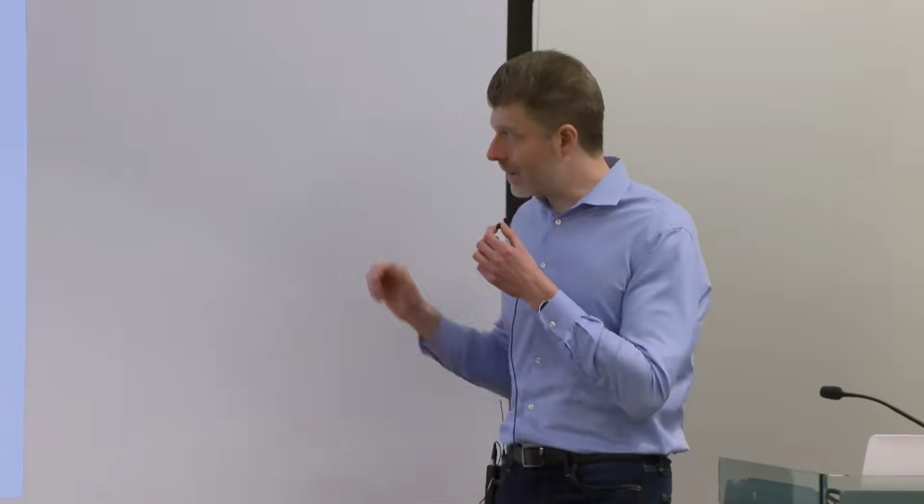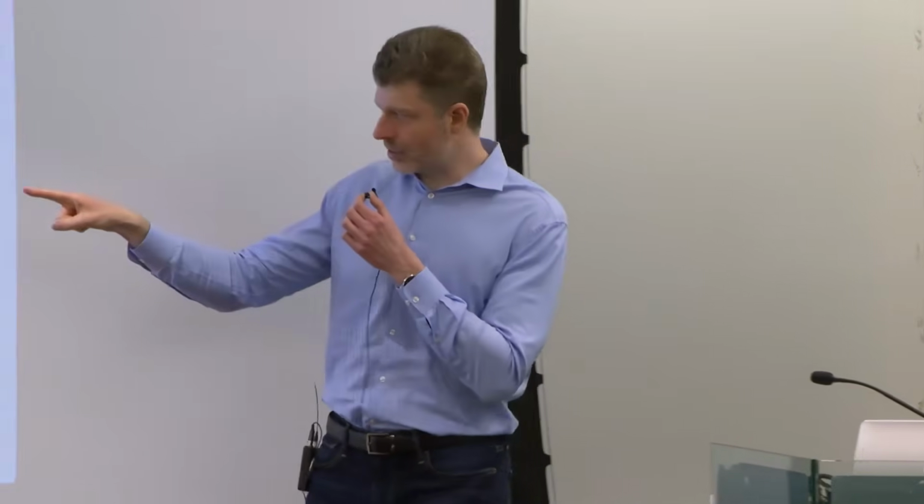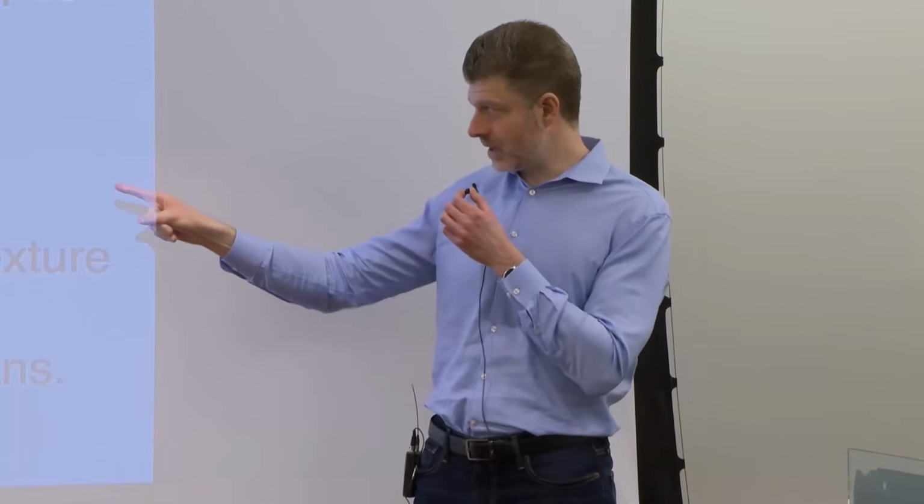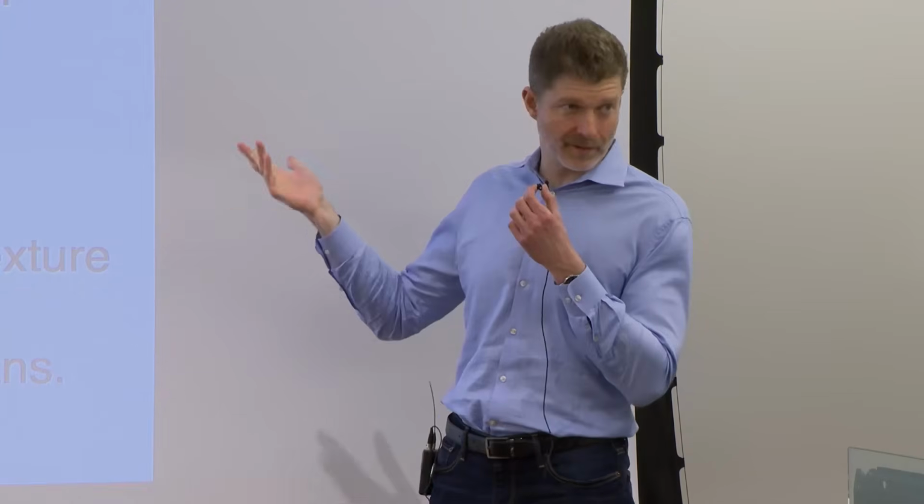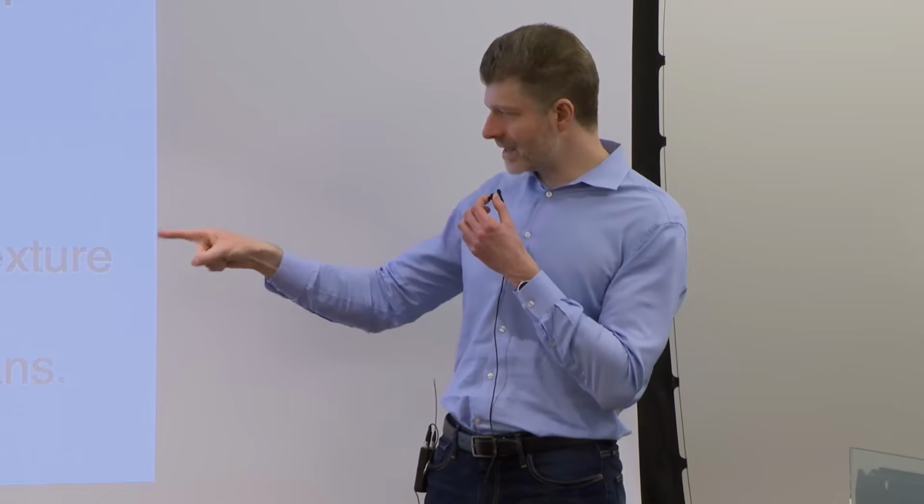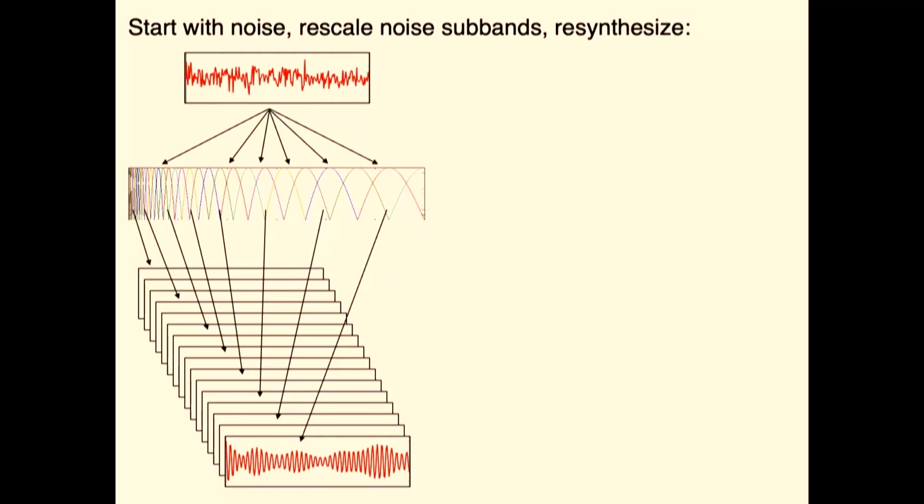Okay, all right. So the procedure here, in order to test this theory, is first, we're going to measure this quantity, this proposed representation, so in this case, the average value of each envelope in a real-world texture, like a recording of water. We're then going to synthesize a random signal that's got the same values for those envelope means. Okay. And in this particular case, this is actually pretty easy to do. So we're going to start with noise. We will pass the noise through a bank of bandpass filters that mimics the cochlea, so we get noise subbands. Okay.